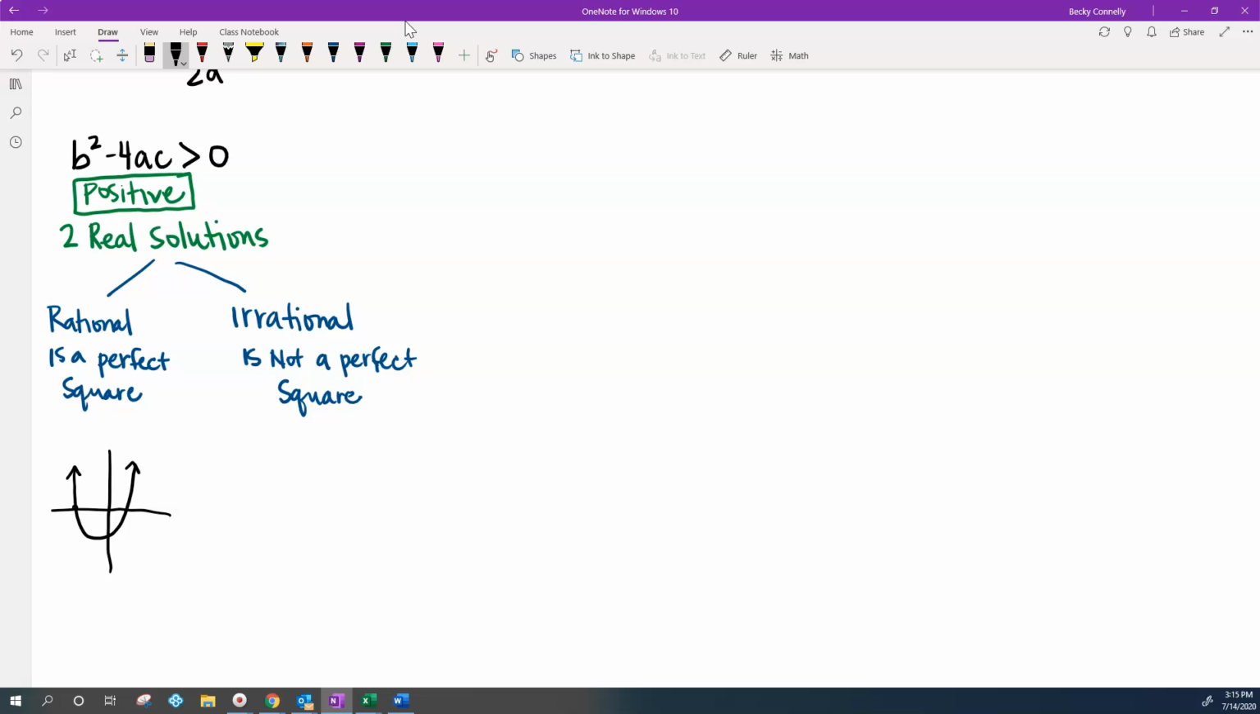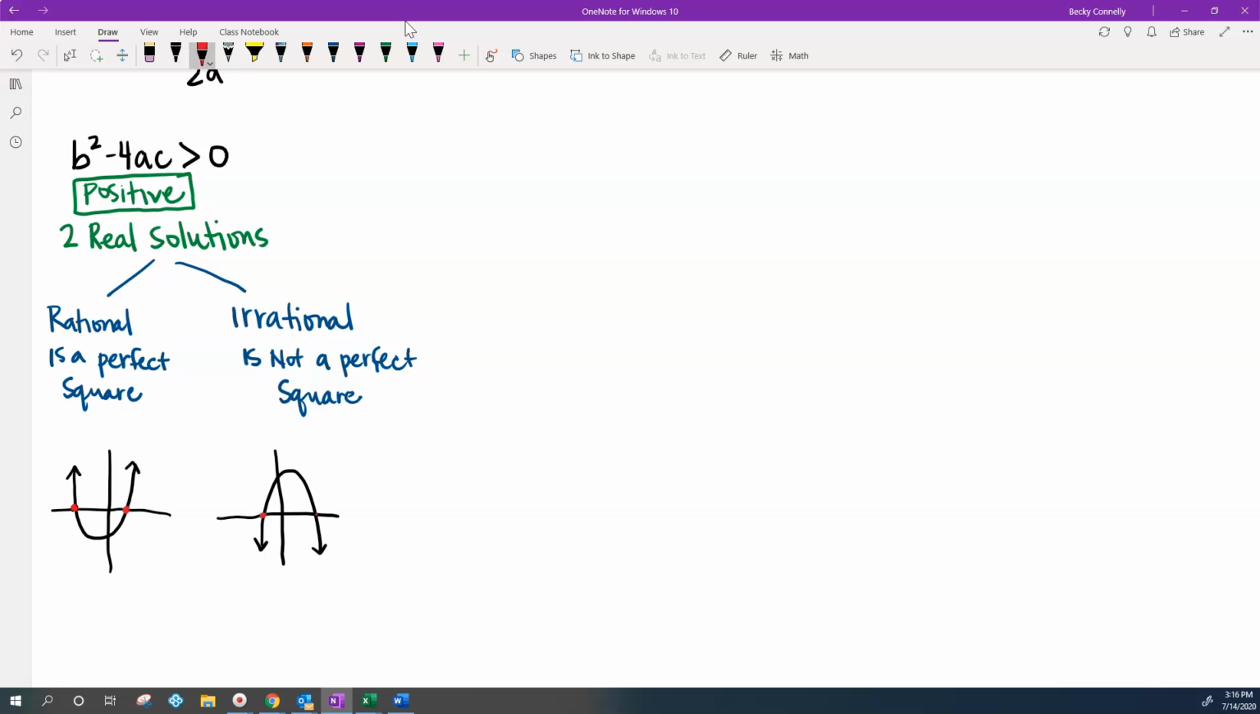And it's crossing, actually let me put that in a different color. It's crossing the x-axis at two places. And these are the solutions, right, where it's crossing. You could also have an upside down parabola, right? And you would still have two solutions.